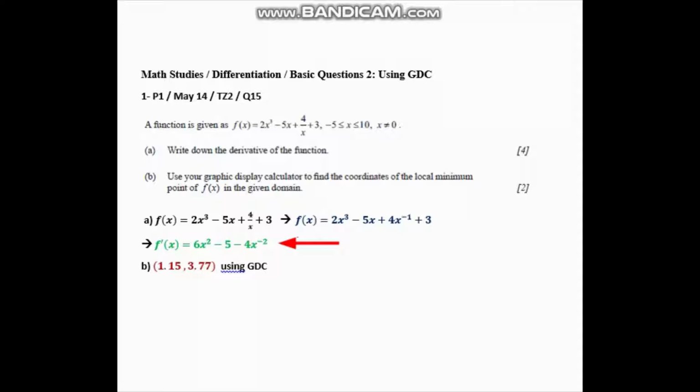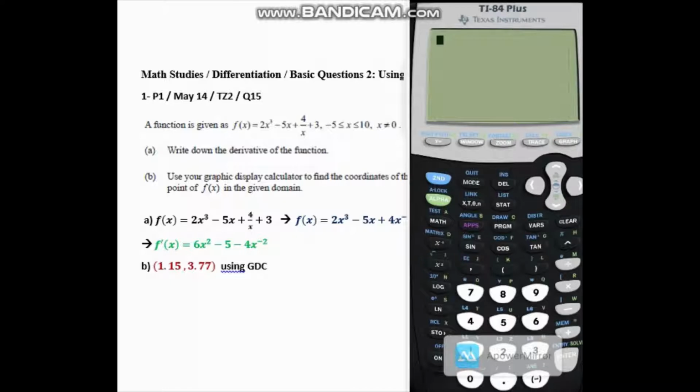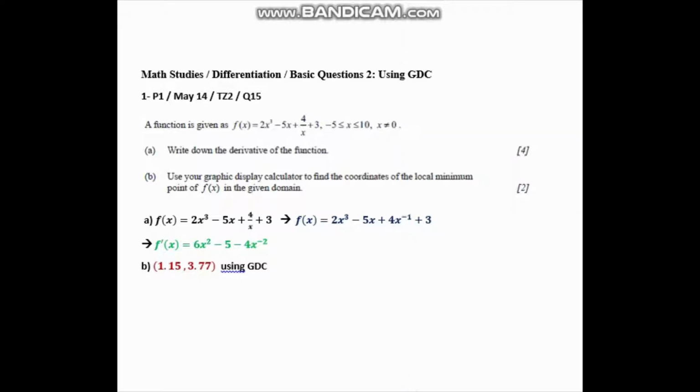Now in question B, I'm required to use the graphic display calculator to find the coordinates of the local minimum point of f of x in the given domain. So let's see how to do that. So for f of x equals 2x cubed minus 5x plus 4 over x plus 3, I am required to find the coordinates of the local minimum point.